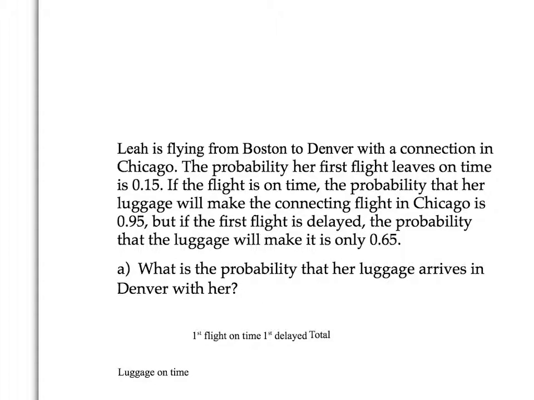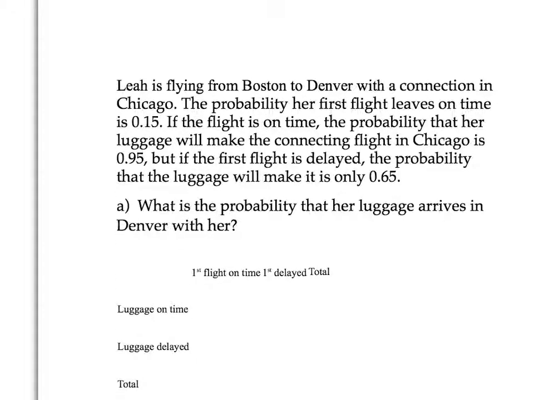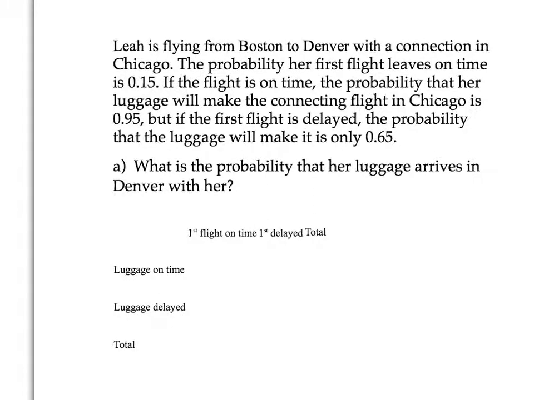Now I've got a flying question. Leah is flying from Boston to Denver with a connection in Chicago. The probability that her first flight leaves on time is 15%. If the flight's on time, the probability her luggage will make the connecting flight in Chicago is 0.95. But if the first flight is delayed, the probability the luggage will make it is only 0.65. What's the probability that her luggage arrives in Denver with her?